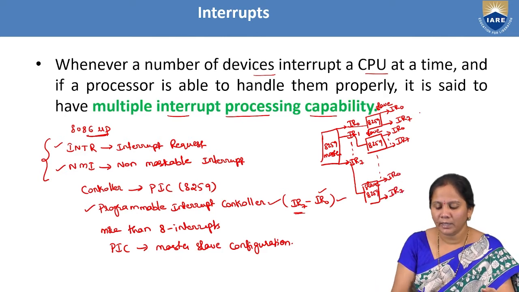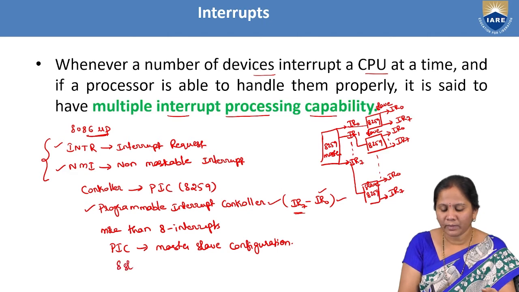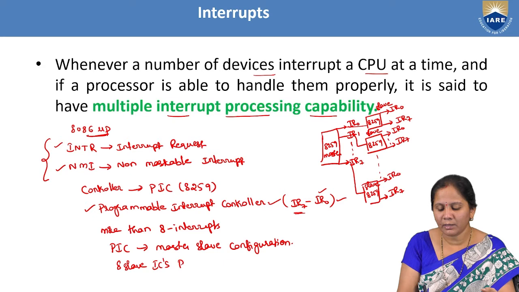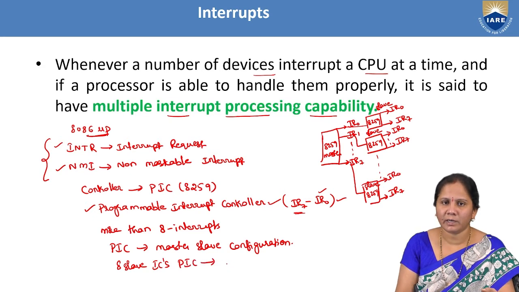So totally here 8 slave ICs, that is, PICs, can be connected. Each PIC has 8 interrupt lines. So 8 into 8, 64. So 64 IO devices can be handled.